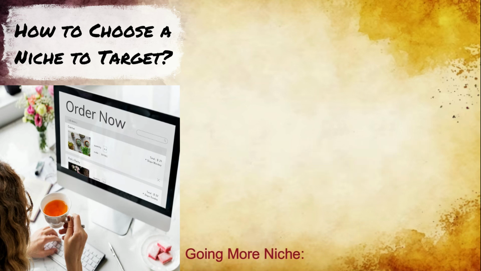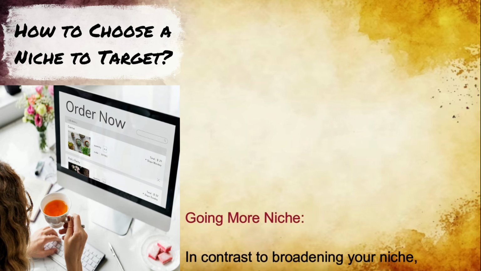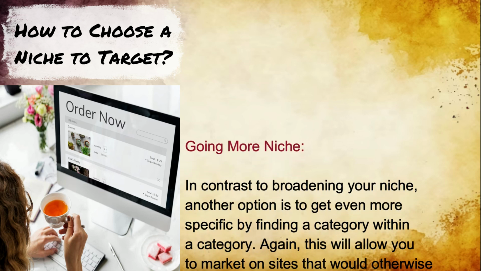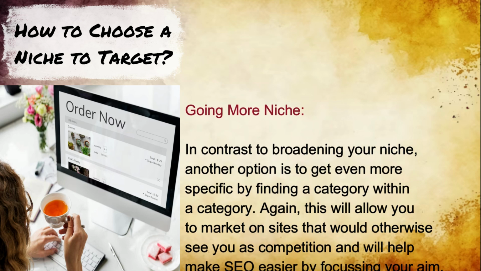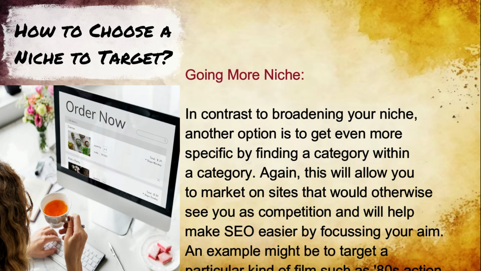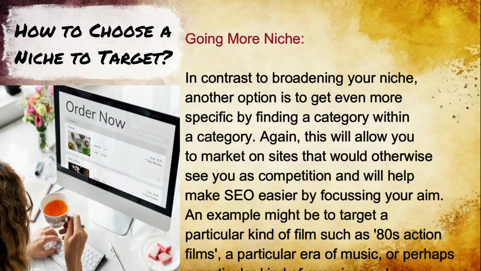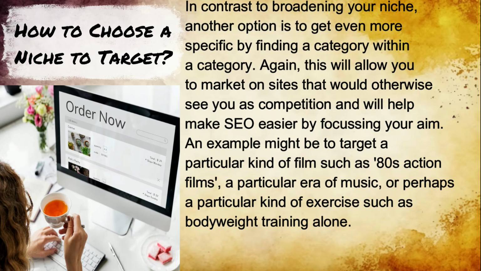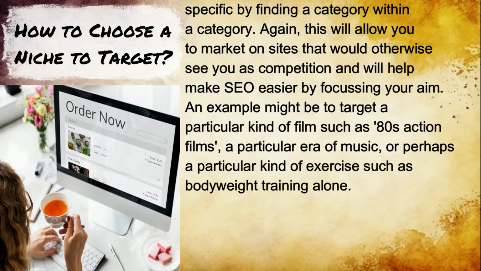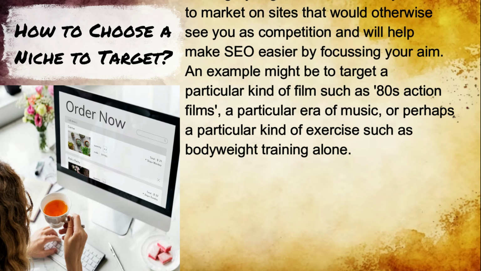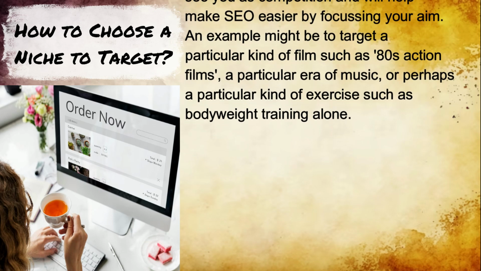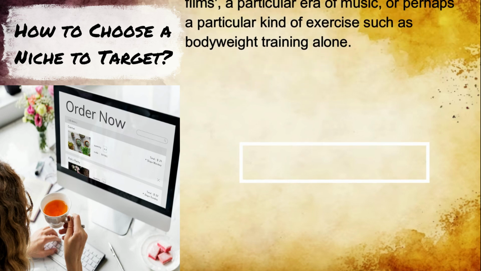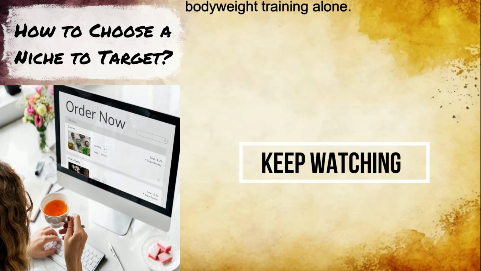Going more niche. In contrast to broadening your niche, another option is to get even more specific by finding a category within a category. Again, this will allow you to market on sites that would otherwise see you as competition and will help make SEO easier by focusing your aim. An example might be to target a particular kind of film such as 80s action films, a particular era of music, or perhaps a particular kind of exercise such as bodyweight training alone.